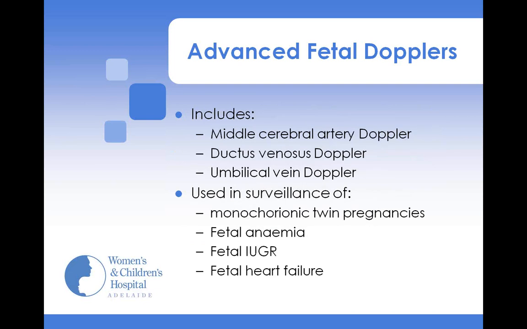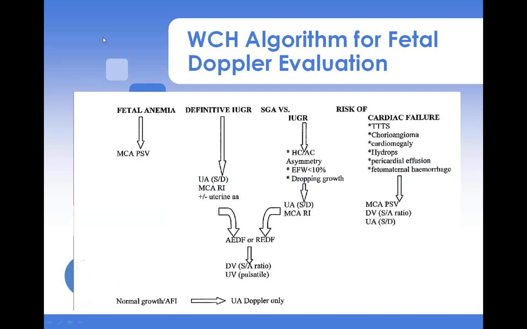Advanced fetal Dopplers include middle cerebral artery, ductus venosus, and umbilical vein. They're used in surveillance of monochorionic twin pregnancies as routine, and in surveillance of fetal anemia, fetal IUGR, and fetal heart failure. At the Women's and Children's, we have an algorithm used for fetal Doppler evaluation. There are a couple of different versions, essentially showing the same thing.